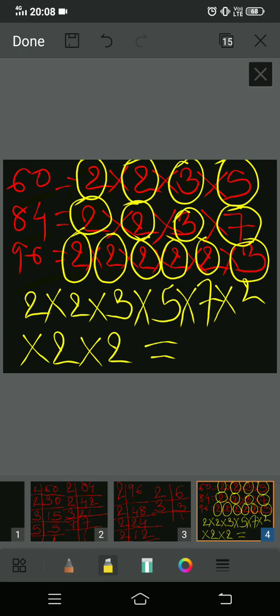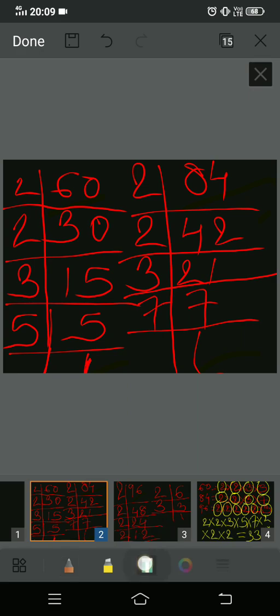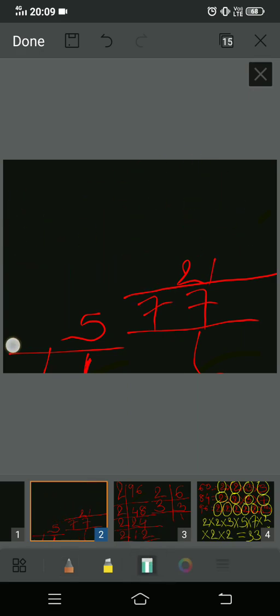Okay, and the next step is we need to multiply 2 into 2 into 3 into 5 into 7 into 2 into 2 into 2. इन सबको आप multiply करोगे, you will get the answer 3360. ठीक है, this is how you need to find out. That is it, and this is the lowest common multiple. ठीक है, LCM of 60, 84 and 96 is 3360. Okay, children.